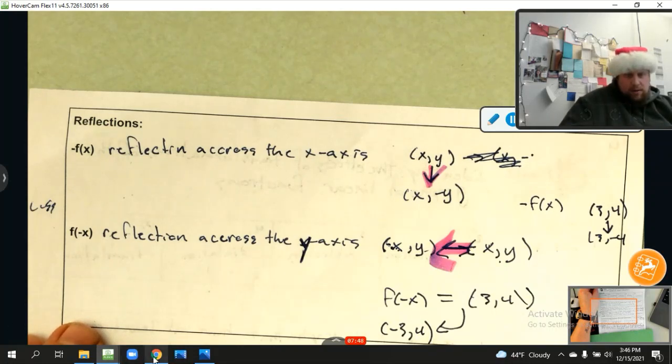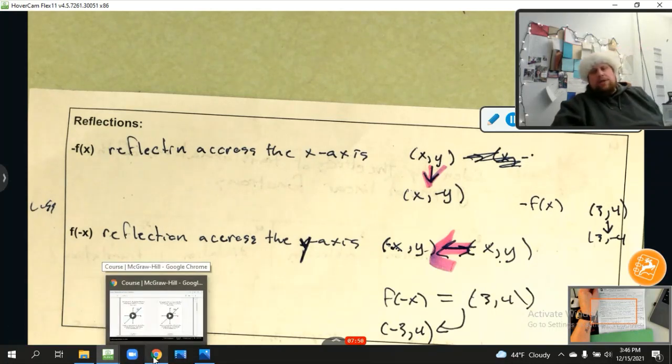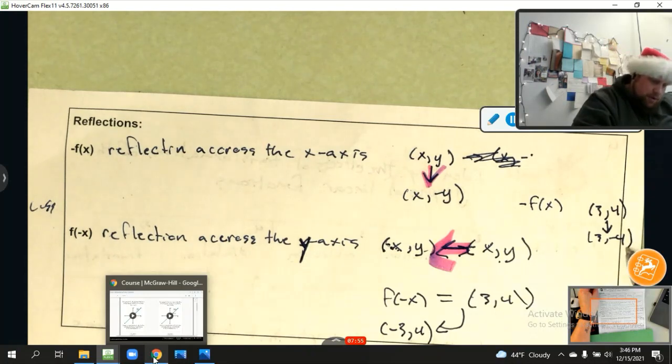Awesome. Good stuff. Remember to always pause what you need to pause if you need to write stuff down. I'll put my other parenthesis there.